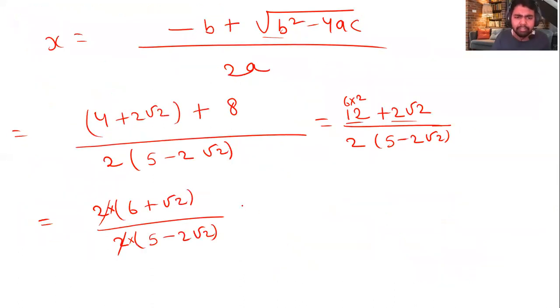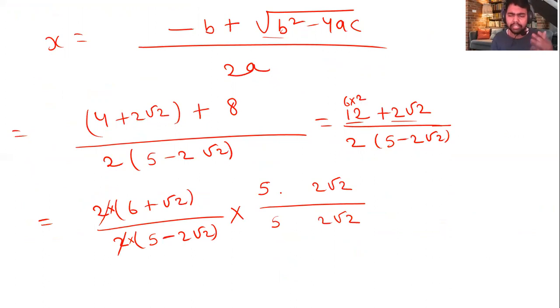You might be knowing that for rationalization, I'm going to multiply by the opposite sign of the denominator. That means I'm going to multiply both numerator and denominator by 5 + 2 root 2, like this. But here in the denominator we have a negative sign. When we rationalize, we multiply and divide with a positive sign. So here I'm going to put a plus, and here also I'm going to put a plus.